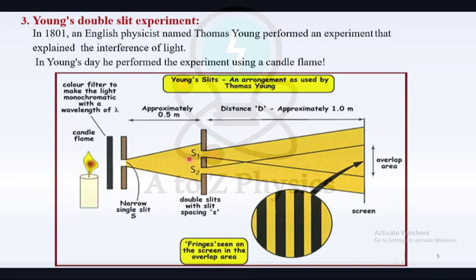In front of the single slit, he placed a double slit S1 and S2. The two slits act as two secondary coherent and synchronous sources to satisfy the conditions of interference.